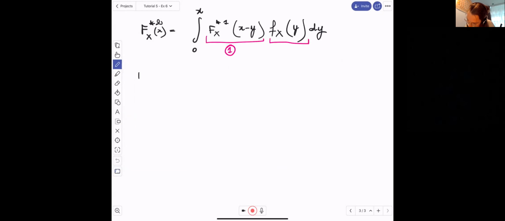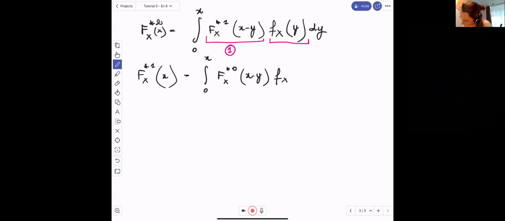To calculate this one-fold convolution, we're going to use the recursive relation again. So we have the integral from 0 to x of the zero-fold convolution, times the density function of X, times dy. Now, a zero-fold convolution is 1 if x is larger than 0, and 0 if x is strictly smaller than 0.